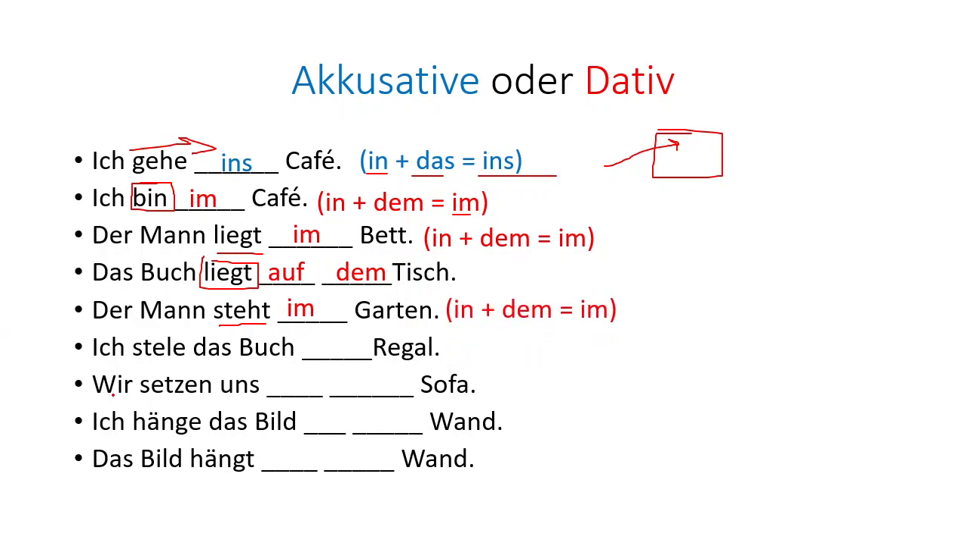Ich stelle das Buch ins Regal. I put the book on the shelf. Movement is there with the verb stellen, so ins Regal, in plus das. We sit: movement, auf das Sofa. Ich hänge das Bild an die Wand. I hang the picture, so movement is there, an, accusative. The picture hangs on the wall: no action, no movement, so dative.